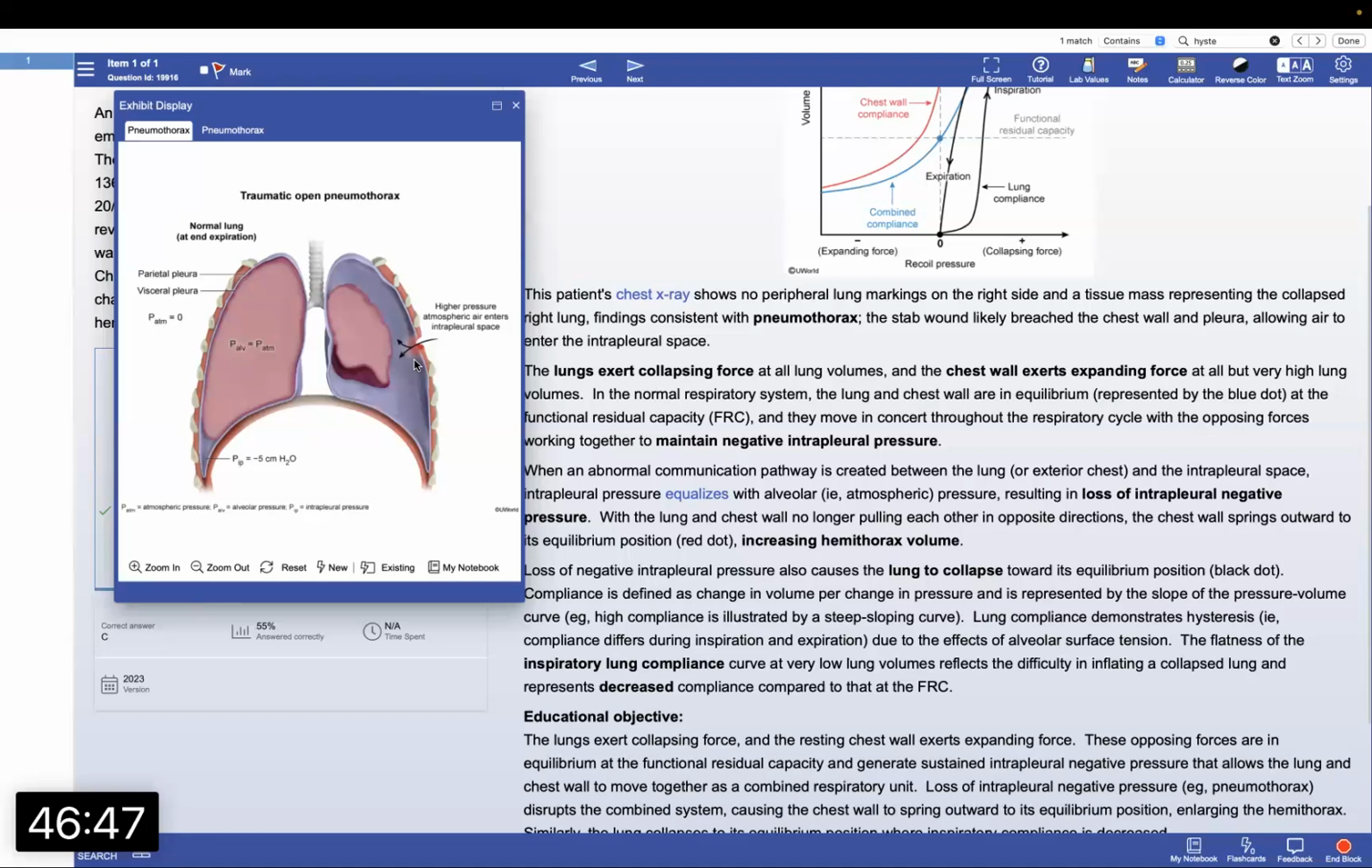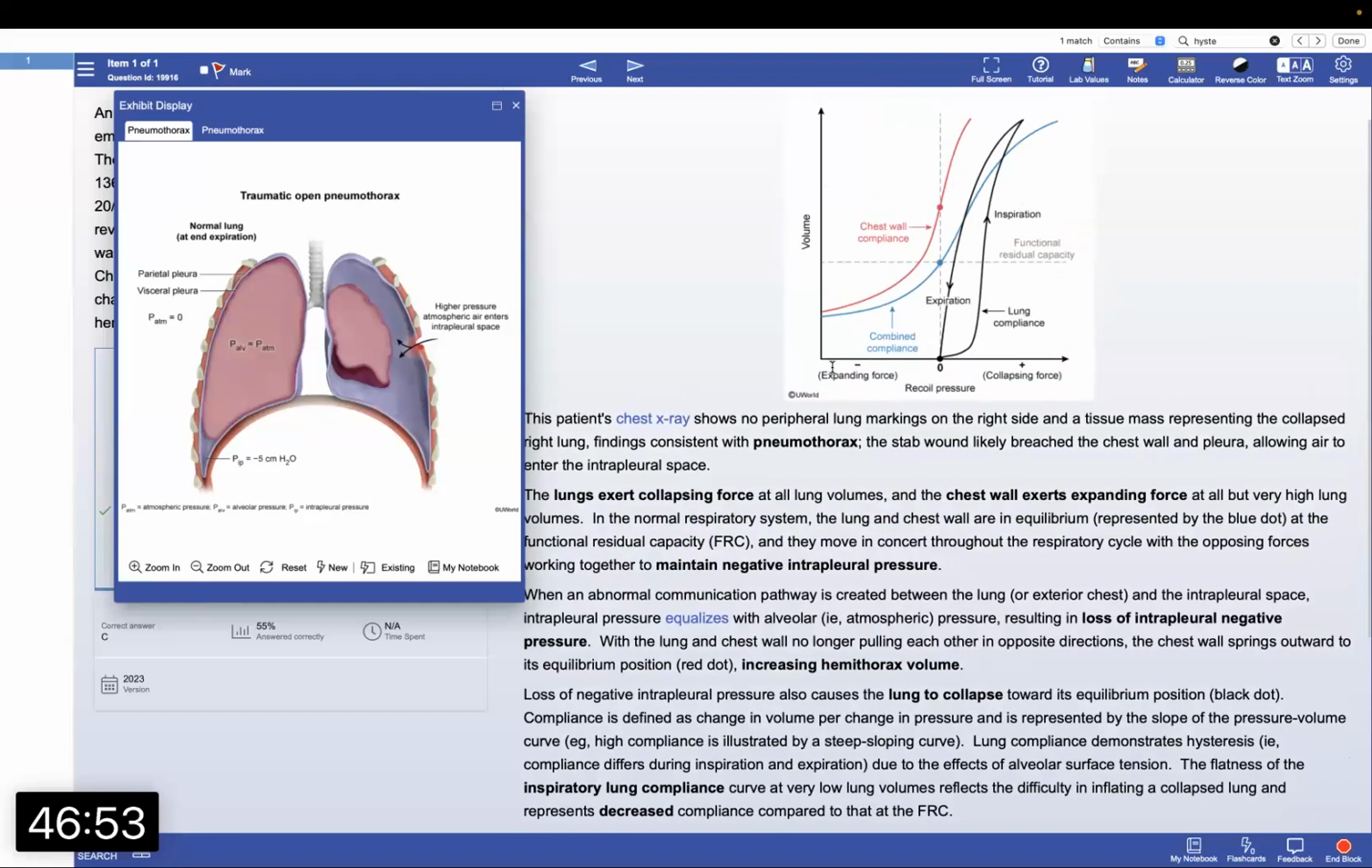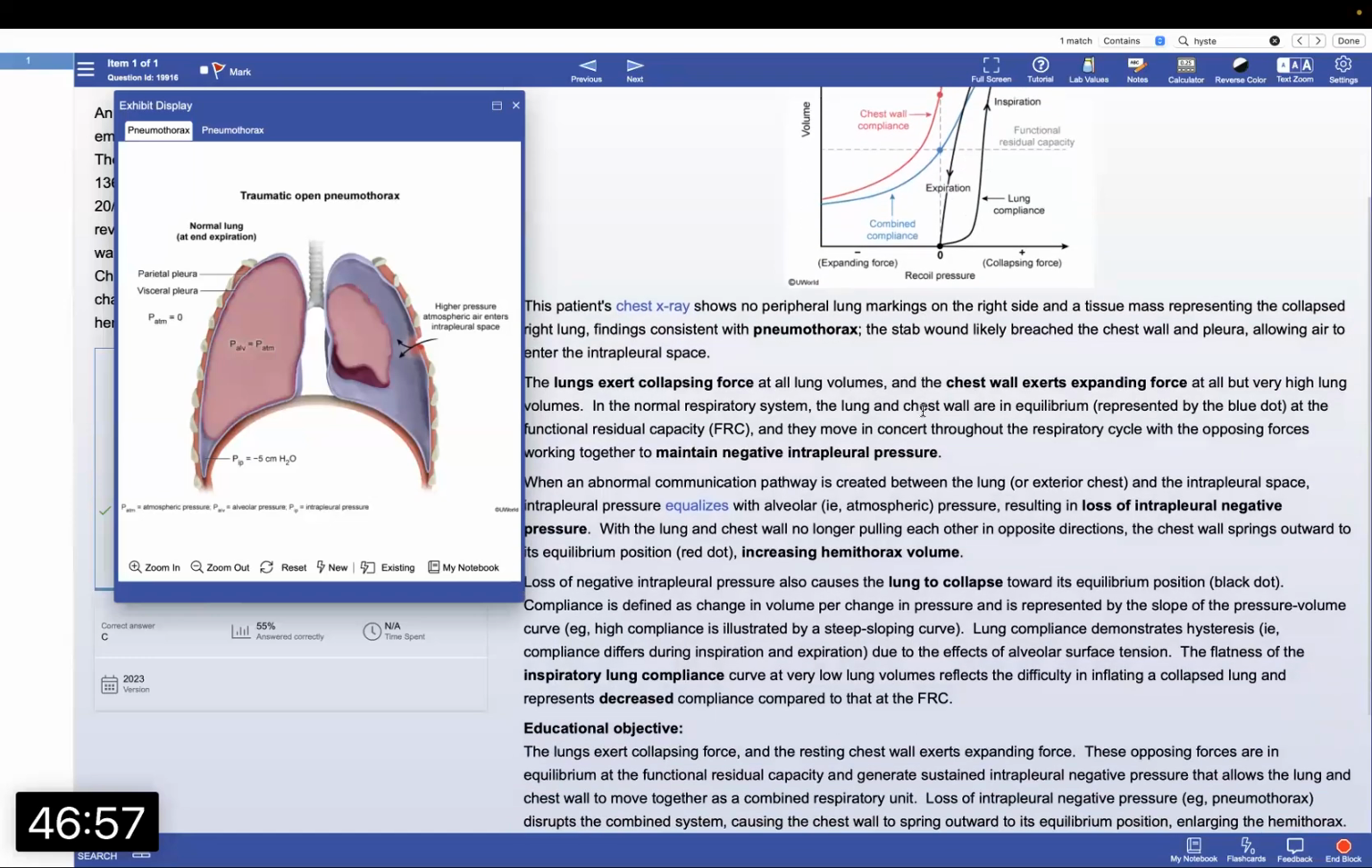The loss of negative intrapleural pressure also causes the lungs to collapse towards its equilibrium position, which is the, what is this black dot they keep talking about? Okay, this one. Sorry. So that's the black dot. Its equilibrium position is to collapse.